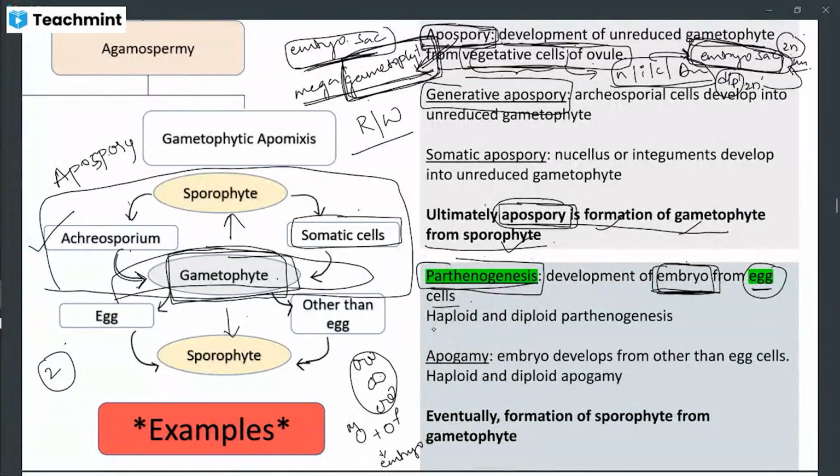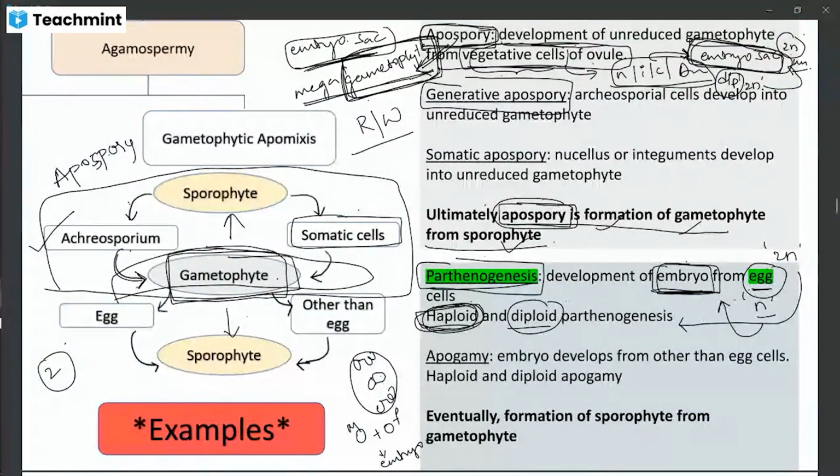Now there are two different types of parthenogenesis. One is haploid parthenogenesis, the other is diploid parthenogenesis. In haploid parthenogenesis, if the ploidy condition of the egg cell is N and it leads to the formation of your embryo, this is known as haploid parthenogenesis. And if the egg cell condition is diploid, this is known as diploid parthenogenesis.